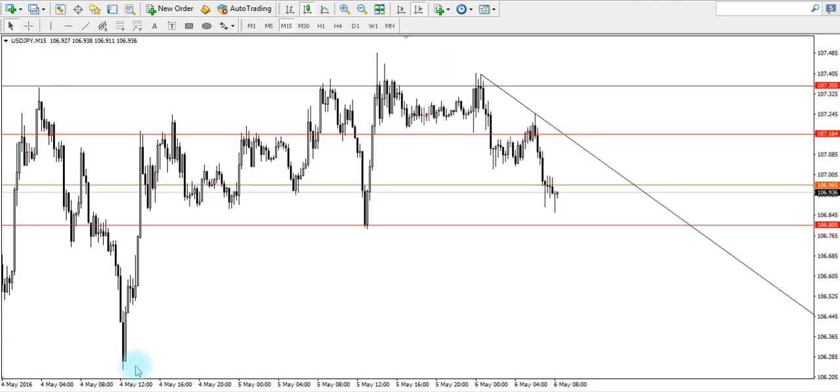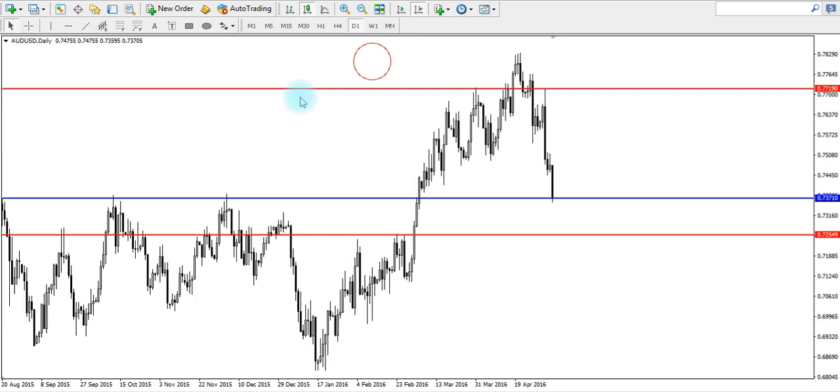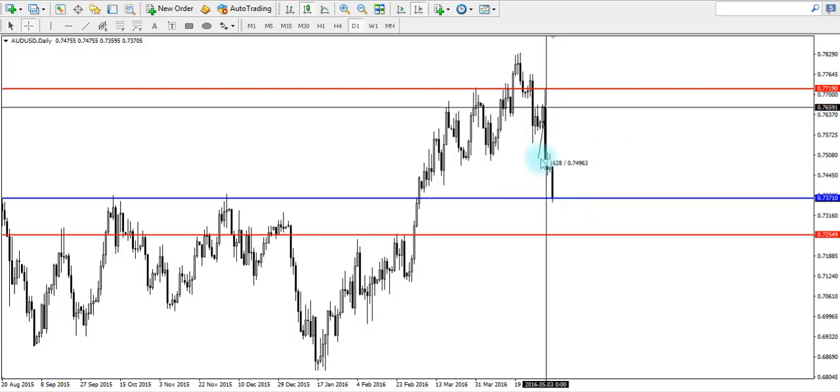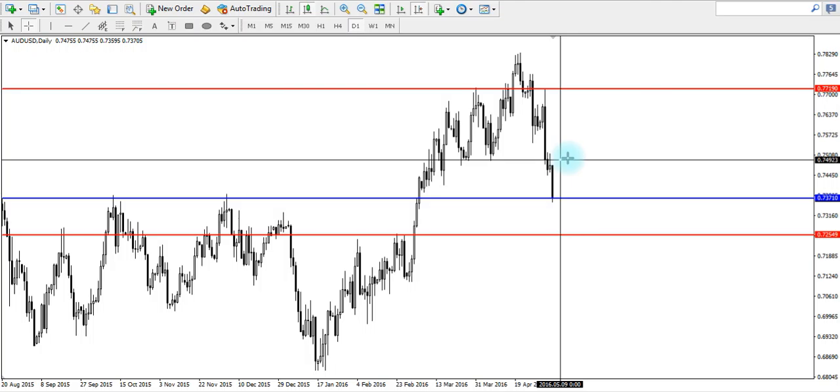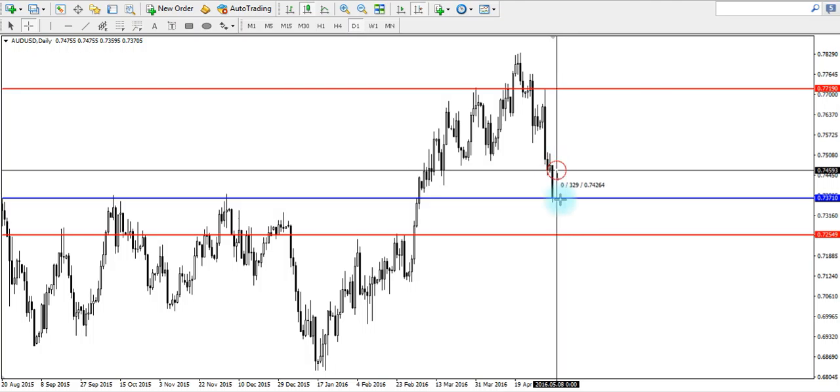And next we have the Aussie against the USD. Let's take a look at the day one chart. We have seen that the price has slid again after the Reserve Bank of Australia has released its monetary policy, and the price has reached the final exhaustion level measured by the Fibonacci expansion at the price of 0.7371. Based on the previous wave of depreciation, we can expect the price may fall even further and break lower.